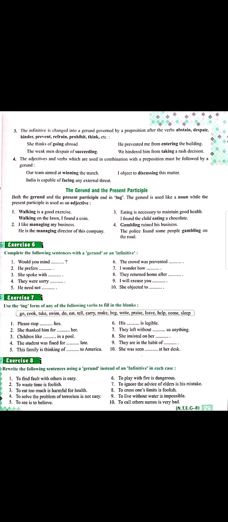Now let's discuss the third point, which is that the infinitive is changed into a gerund governed by a preposition after the verbs abstain, despair, hinder, prevent, refrain, prohibit and think. Again, read: the infinitive is changed into a gerund. Here the infinitive is changed into a gerund, which is governed by a preposition, that is, it comes after prepositions.